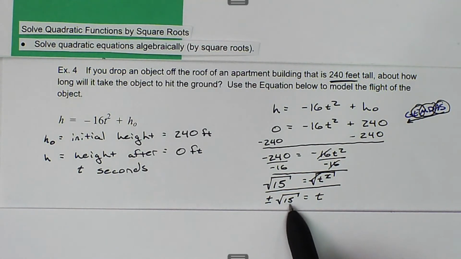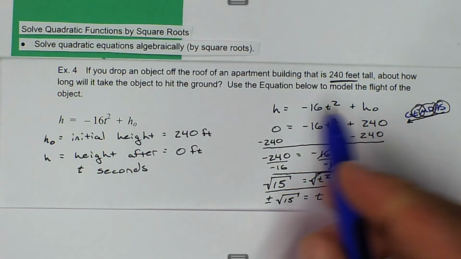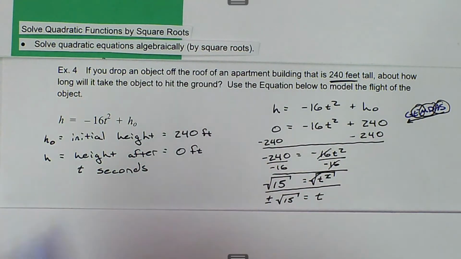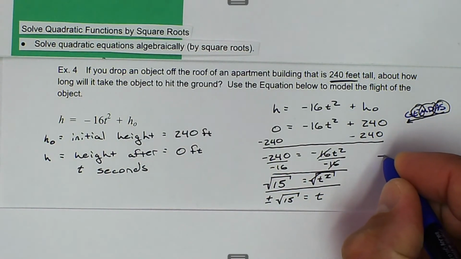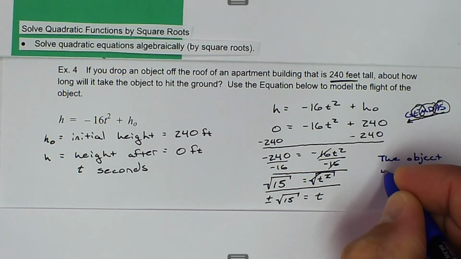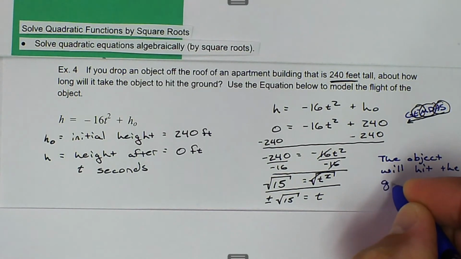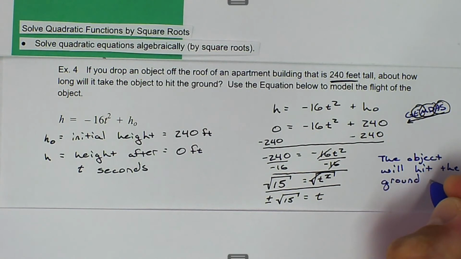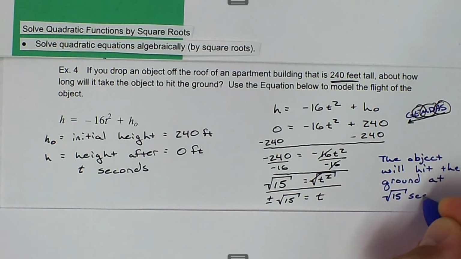And then if we plug this into our calculator, we will get a decimal somewhere around 3 point something. But we can also leave it as this answer. The question was, how long will it take the object to hit the ground? So the object will hit the ground at square root of 15 seconds.